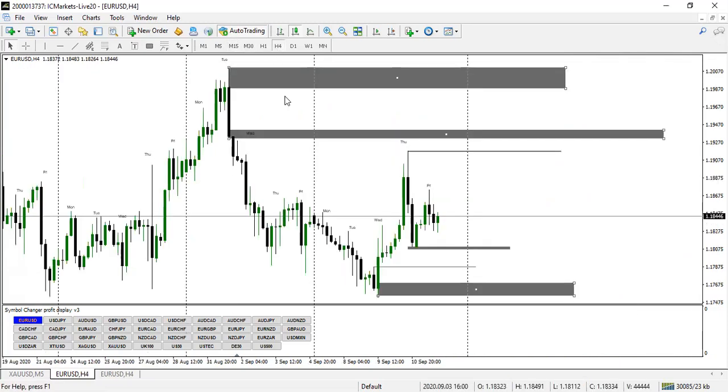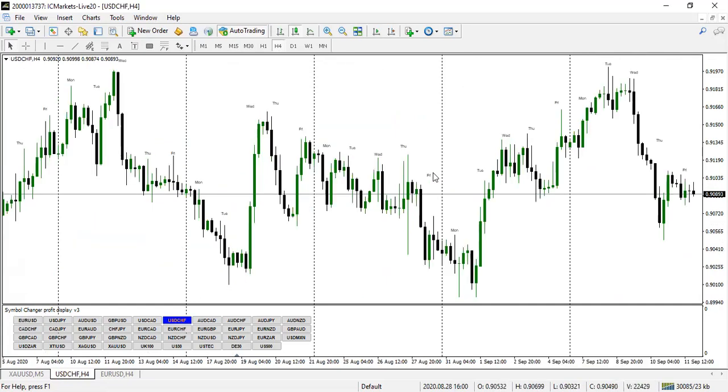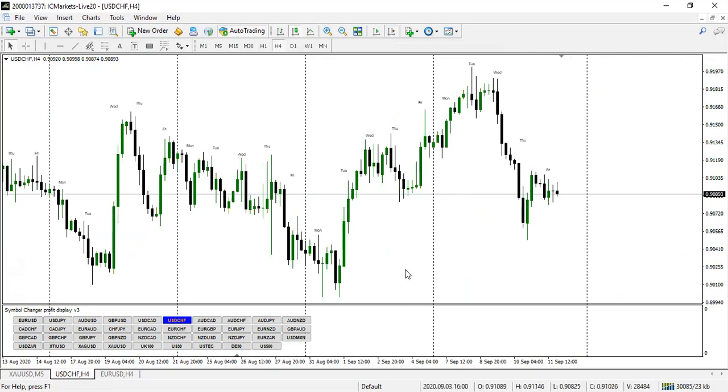So possibly that is what might likely happen. Then we see that rejection. Then on USDCHF, USDCHF is very similar to what we're talking about here, right?